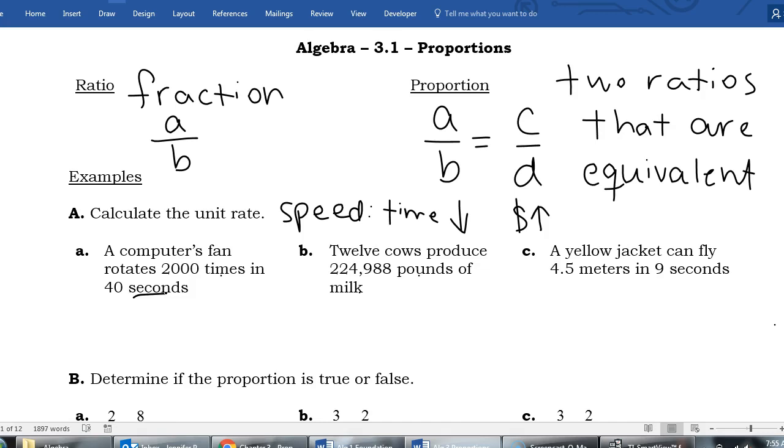So do I want to know how fast it's going? I would take 2,000 times divided by 40 seconds to get that thing is traveling at a rate of 50 revolutions per second. Maybe you've heard of RPMs. They measure like a car's speed with RPMs. So a fan speed, RPS.